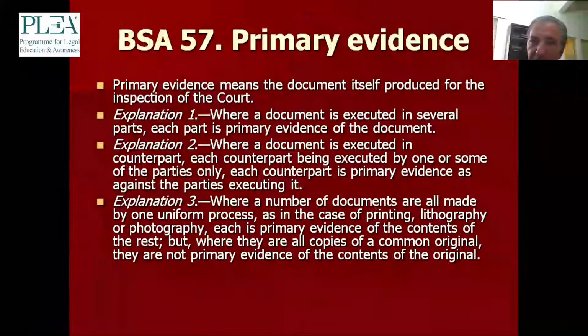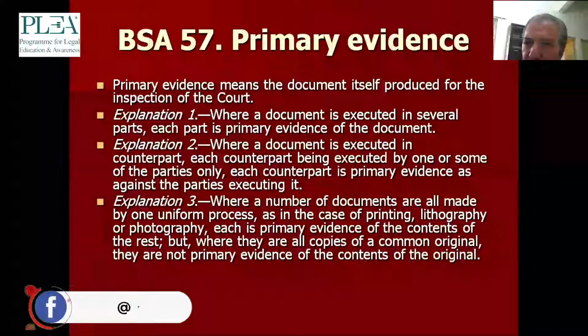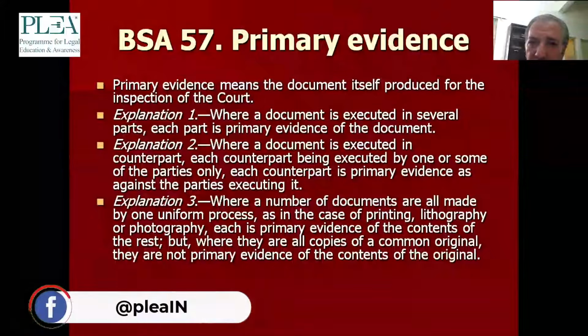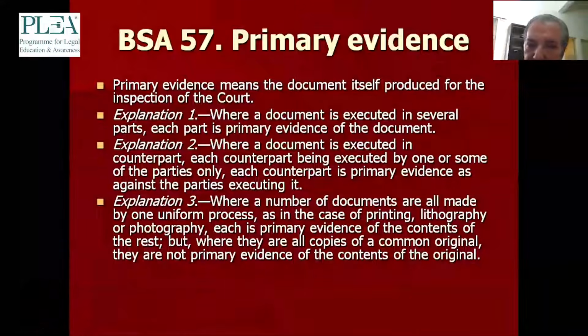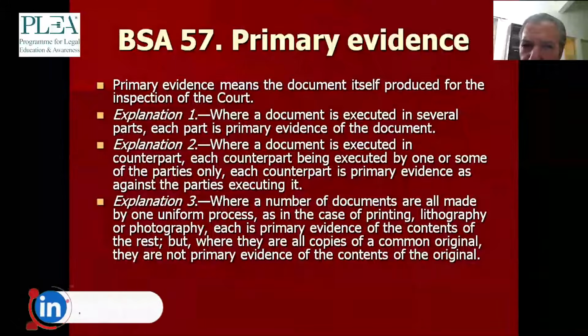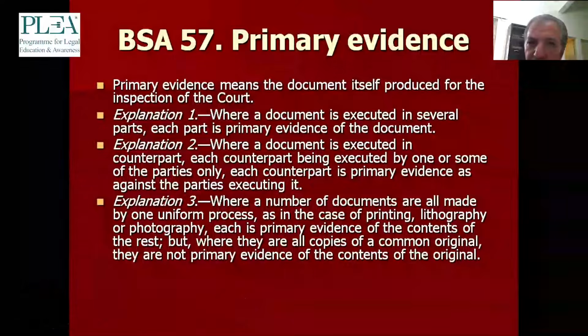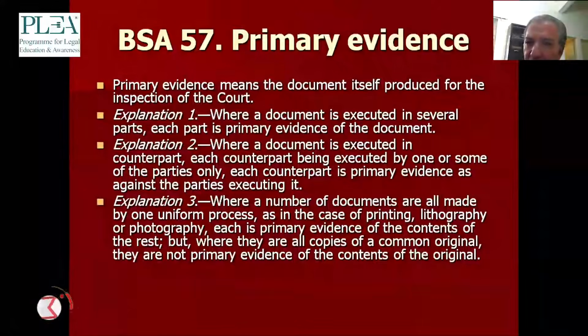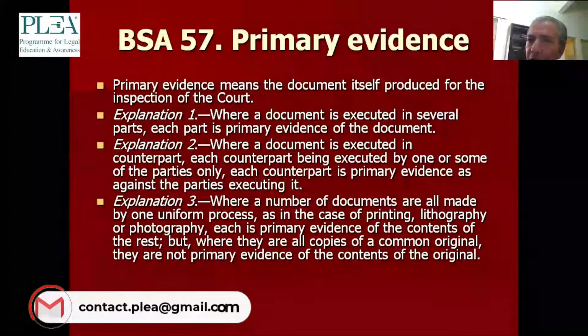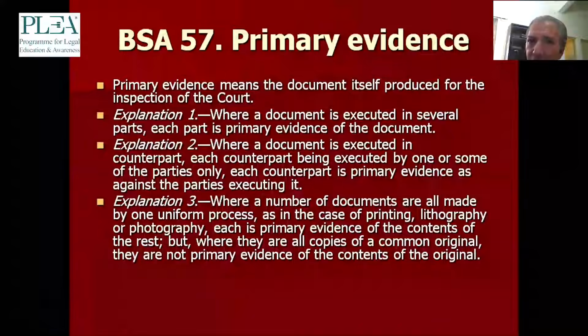Then we see primary evidence. Primary evidence means the document itself produced for the inspection of the court, under new section 57. Explanation 1: when a document is executed in several parts, each part is primary evidence of the document. For example, there is a form that we fill, and there is a counterfoil, for example in bank forms.